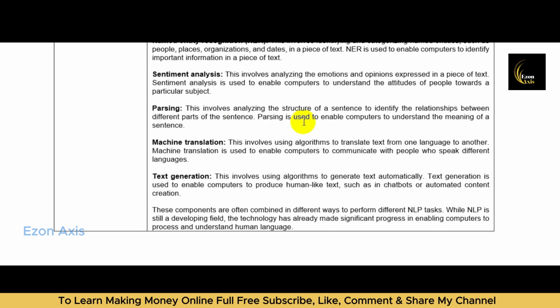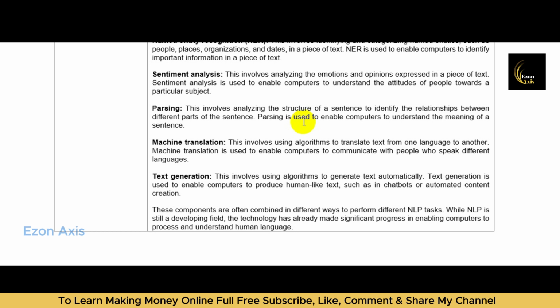Next, machine translation. This involves using algorithms to translate text from one language to another. Machine translation is used to enable computers to communicate with people who speak different languages. Text generation. This involves using algorithms to generate text automatically. Text generation is used to enable computers to produce human-like text such as chatbots or automated content creation.